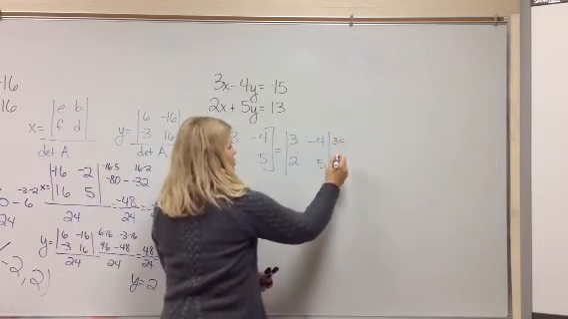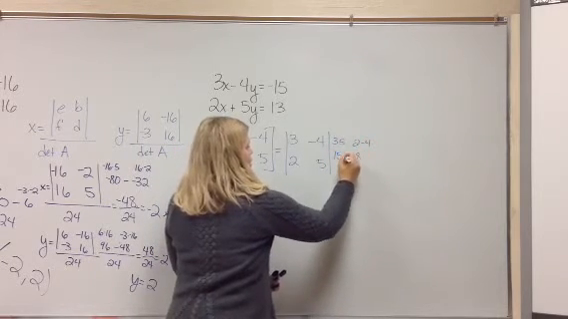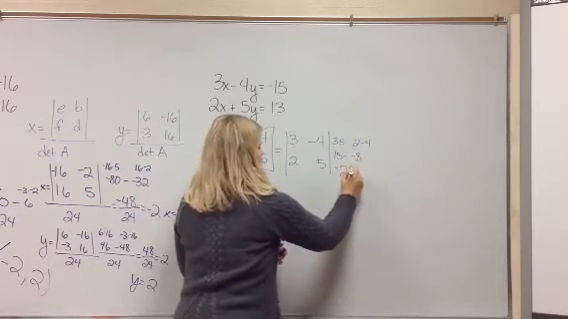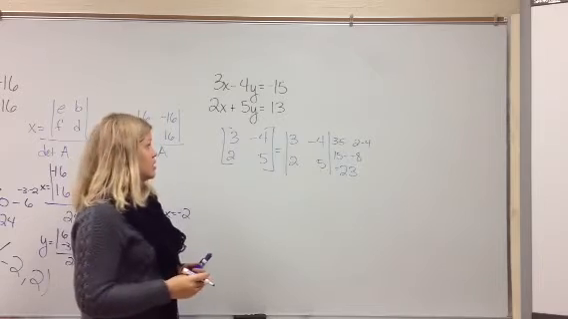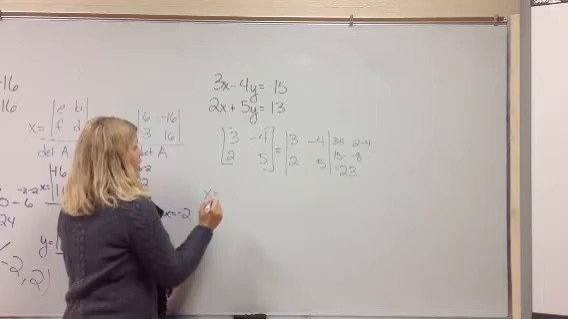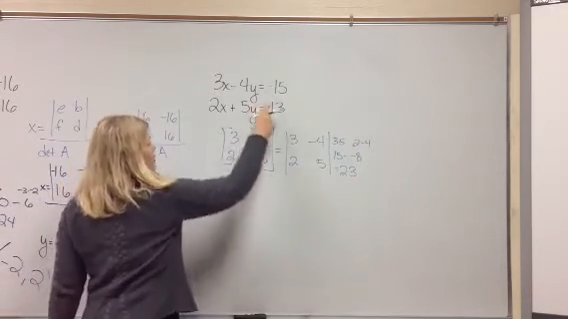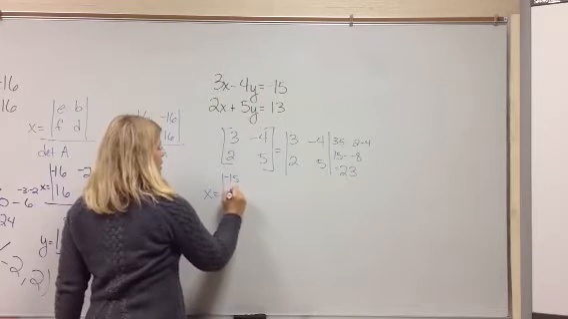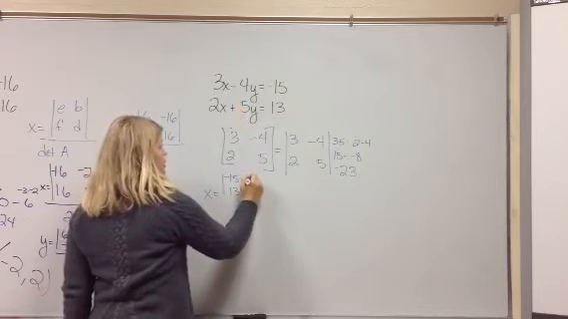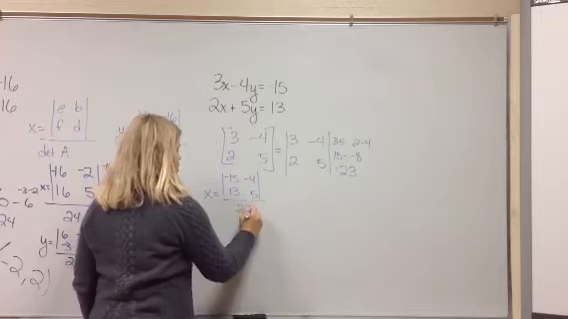3 times 5, which is 15, 2 times negative 4, which is negative 8, and 15 minus a negative 8 is 23. And so you might go, oh, that looks like it's going to be awful. Well, let's wait and see. It might not be so bad. Okay, so to find x, we're going to set up, and remember E and F, so negative 15 and positive 13, and then we need B and D, the stuff that's with the y's. So we've got that, and we're going to divide it by 23.